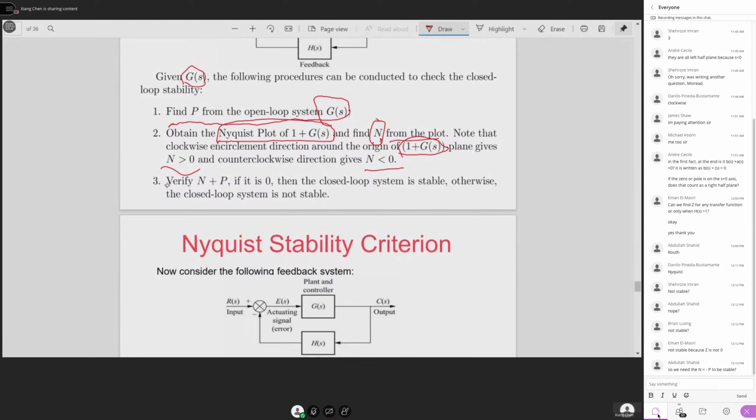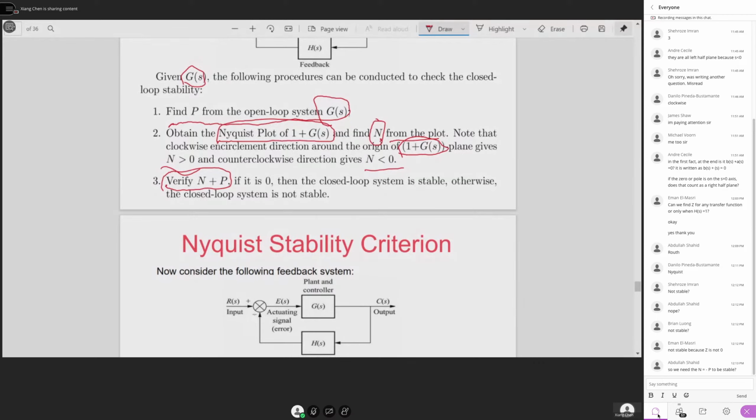What you need to do is verify n plus P. Carry the signs of the numbers, right? Because P can only be positive. P cannot be negative. I mean, what do you mean by -2 number of right half plane poles of G of S? That doesn't make any sense, right? So P is always positive. But n could be positive, could be negative, depending on the direction of the Nyquist plot.